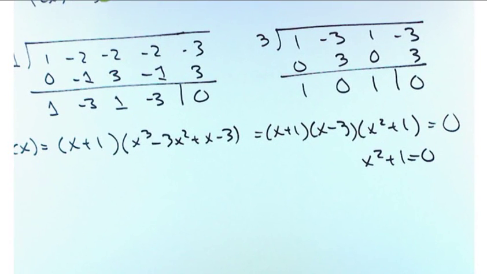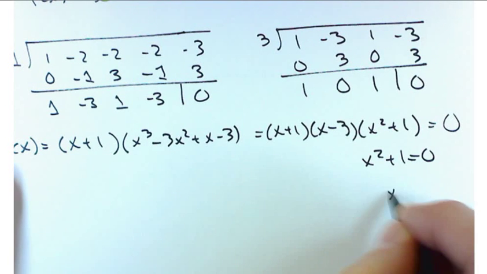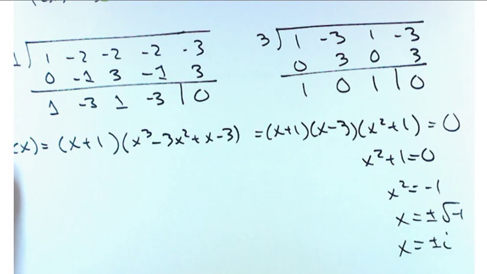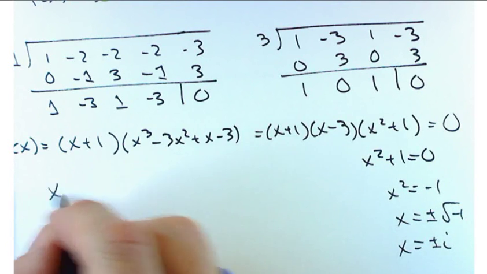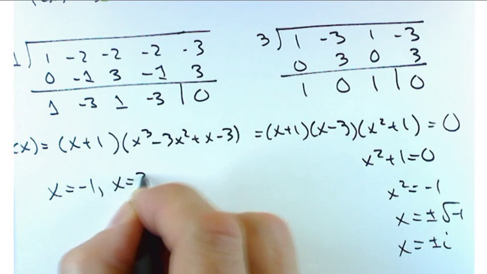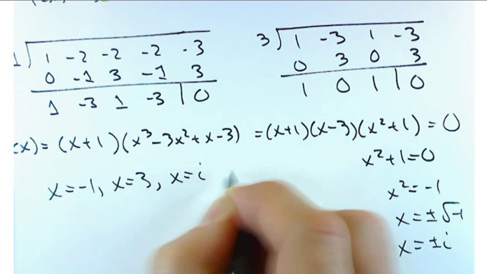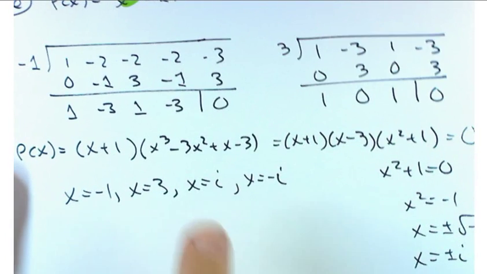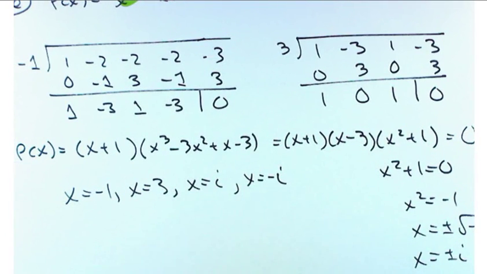Now I don't think I want to pull out the quadratic formula for this one. Let's just move the 1 to the other side. Plus or minus the square root of -1 is plus or minus i. So all together we get roots at -1, 3, i, and -i. And there's your complex conjugates, degree 4 polynomial, 4 roots.